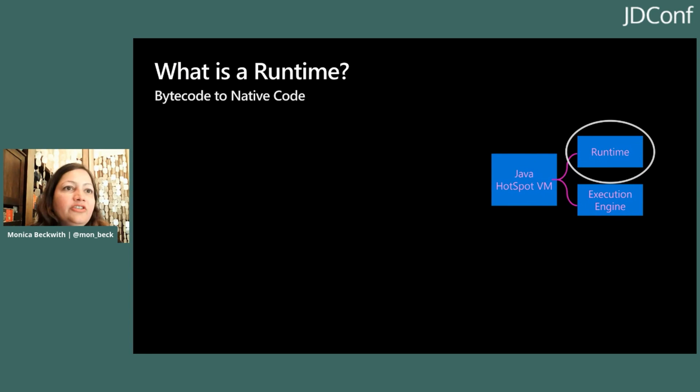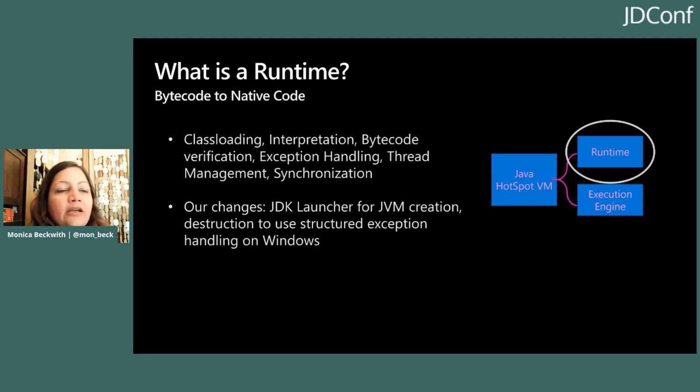Now I want to dive into the runtime. So I mentioned that HotSpot is runtime and execution engine. And the runtime basically has one goal: to convert bytecode to native code. And you may know the interpreter is the runtime, right? But there are also a lot of other things done by the runtime, like class loading, bytecode verification, thread management, synchronization, and so on. Our changes were basically to get the JDK launcher, which is used for JVM creation and destruction, to use structured exception handling on Windows.